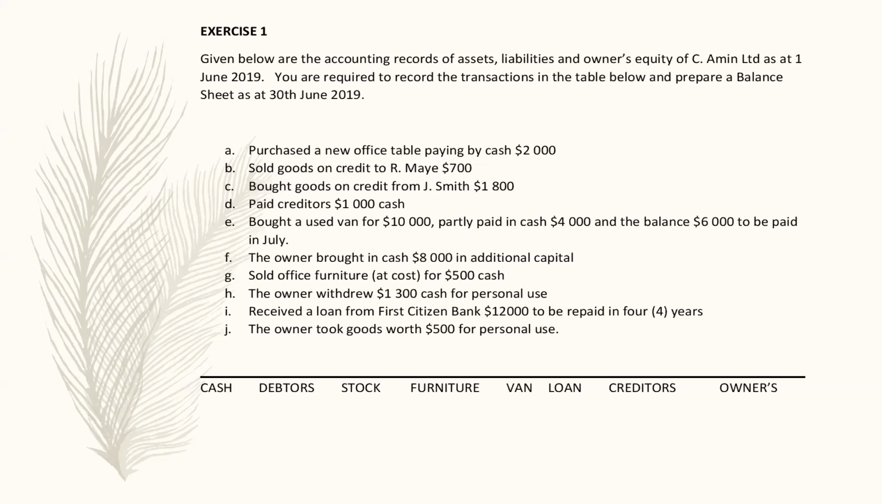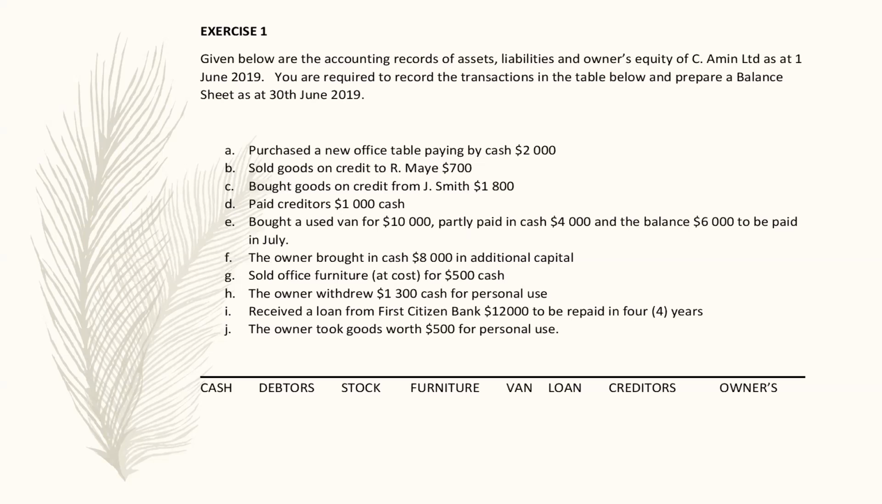You're going to put minus $4,000 under cash. You're going to put your $10,000, of course, to show that you received the van for $10,000. And you're going to show the $6,000 that you're still owing the creditor, which is under the creditors column.